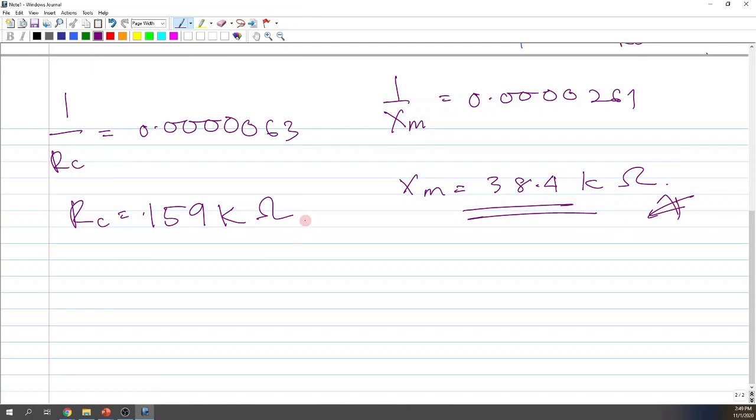Okay, dua value ni, RC dan juga XM. Okay, so for open circuit dah selesai. Okay, kita dah cari dia punya komponen lah. Okay, so now kita nak buat dia punya short circuit test lah. Okay, ni for the short circuit test lah.